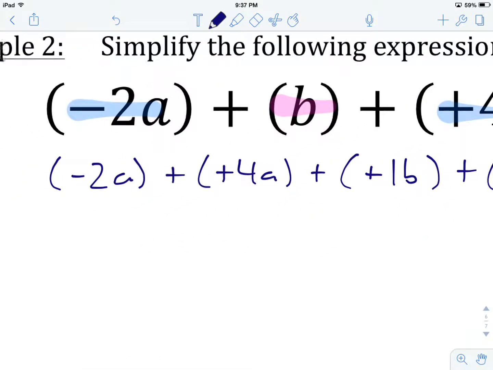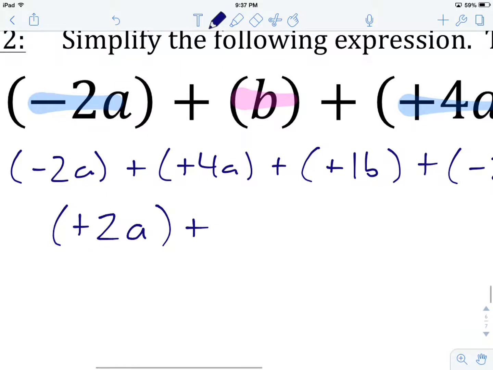We've got all addition. This is looking great. A negative 2a plus a positive 4a. So these two integers, they have different signs. The larger of the two is positive, so we're going to have a plus. And 4 and 2, their difference is 2, and we keep the variable a.